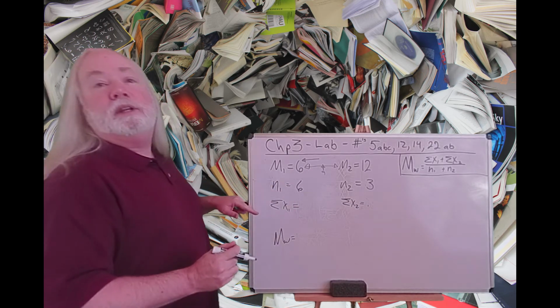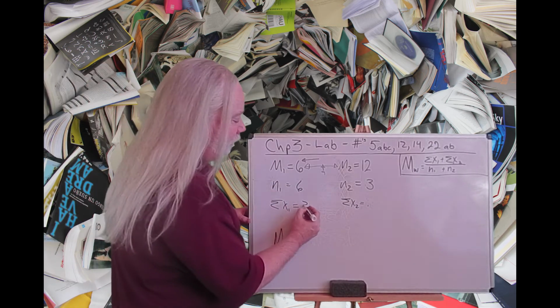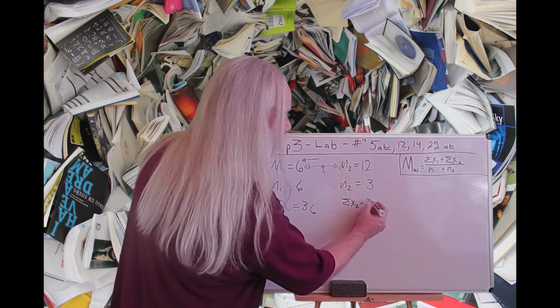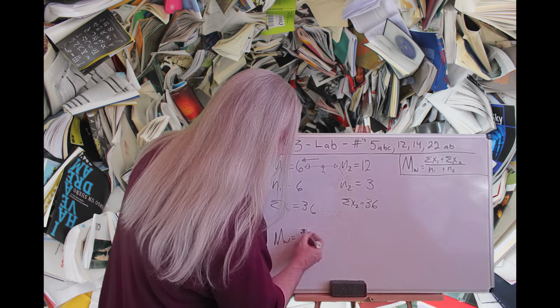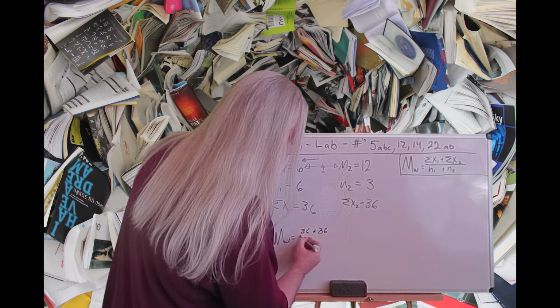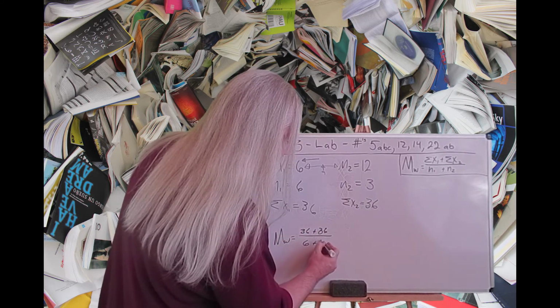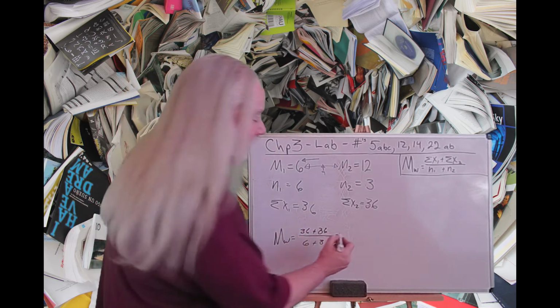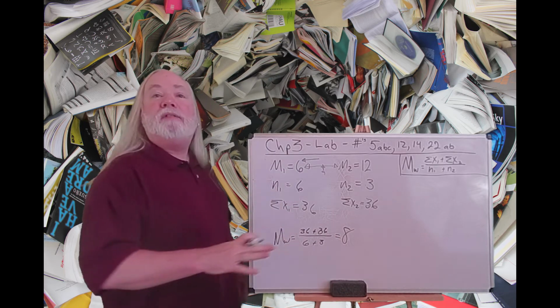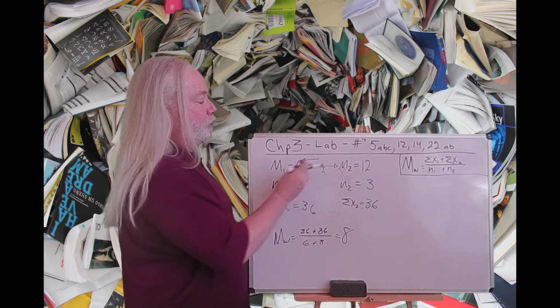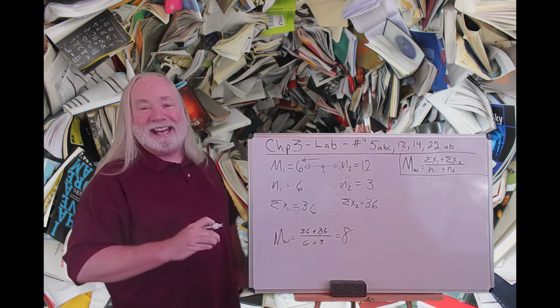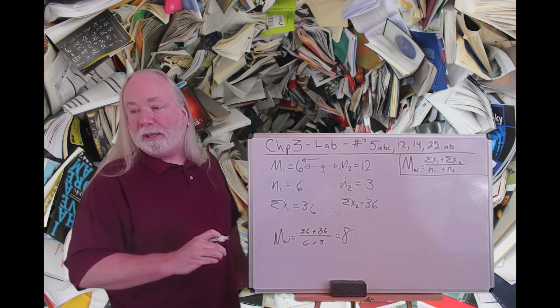So once again, we need to go ahead and do our math. 6 times 6 is 36. Our 12 times 3 also gives us 36. So 36 plus 36 divided by 6 plus 3. And we find now that our weighted mean is 8. And sure enough, that matches once again our prediction. 8 is closer to 6 than it is to 12. So our answers were 9, 10, and 8 for parts A, B, and C.